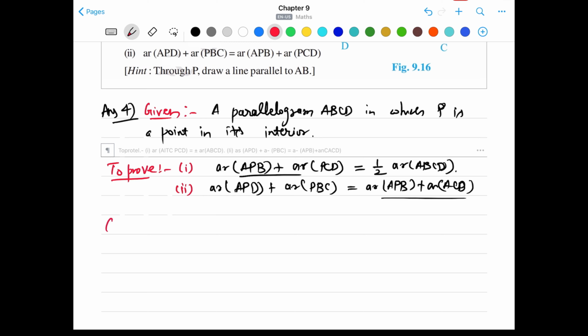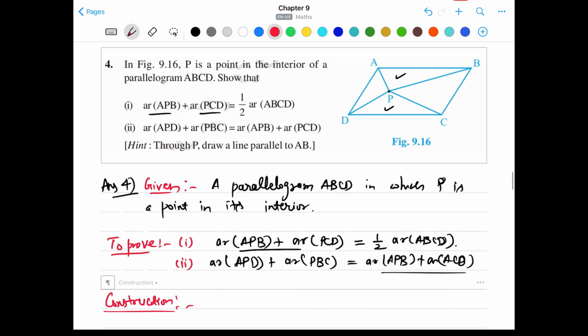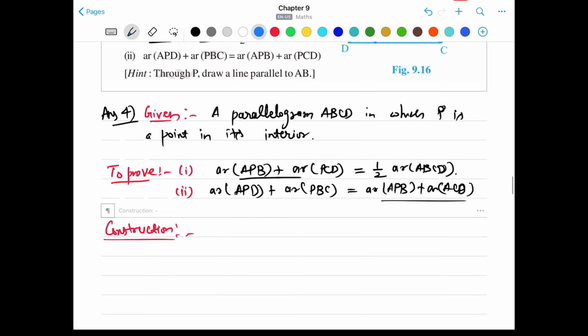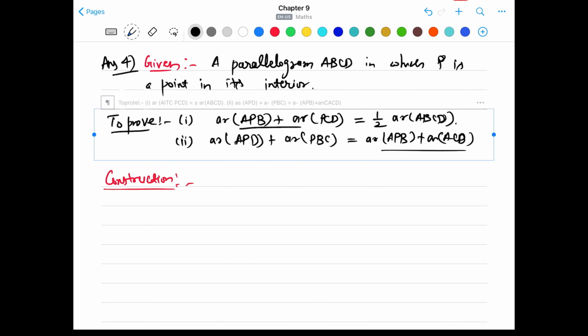So we will first start with the construction. Let's do a small construction here. What we are going to do is draw a line passing through point P and parallel to DC and AB. In a similar way, we'll draw a line from here passing through P which will be parallel to AD and BC. Okay, this is the construction. So let's write this.